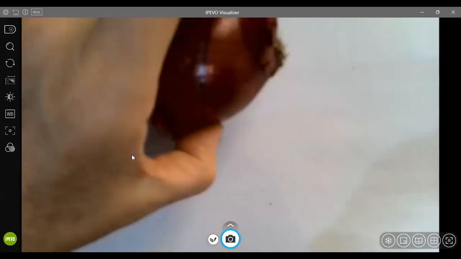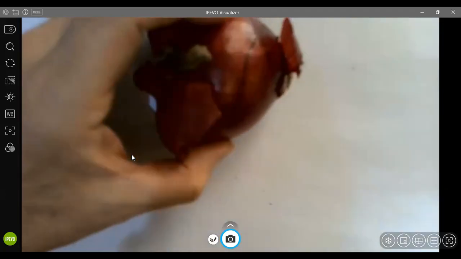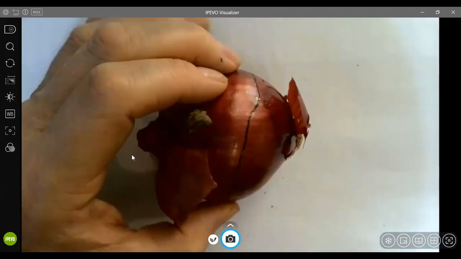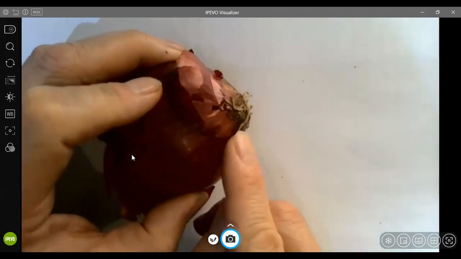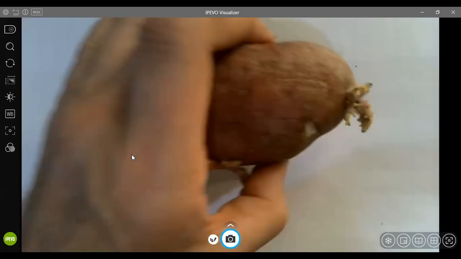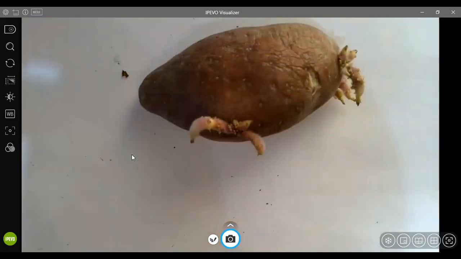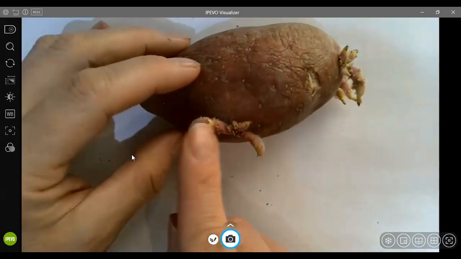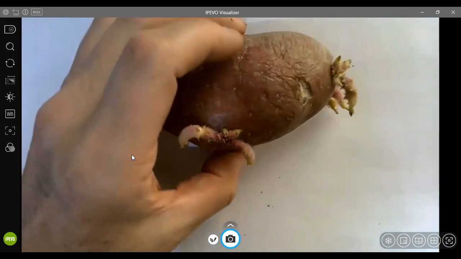So if we take a look at a couple of items of food, here we've got onion. What you can actually see is an onion is a root vegetable. You can actually see well-dried roots at the bottom here. Potatoes, again, another root vegetable. You can actually see the roots coming out of here because this is a seed potato ready to go in the ground.